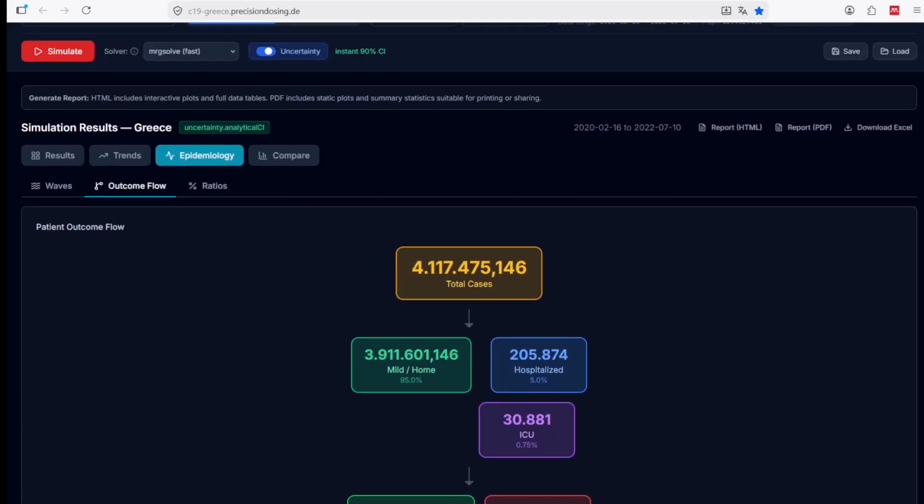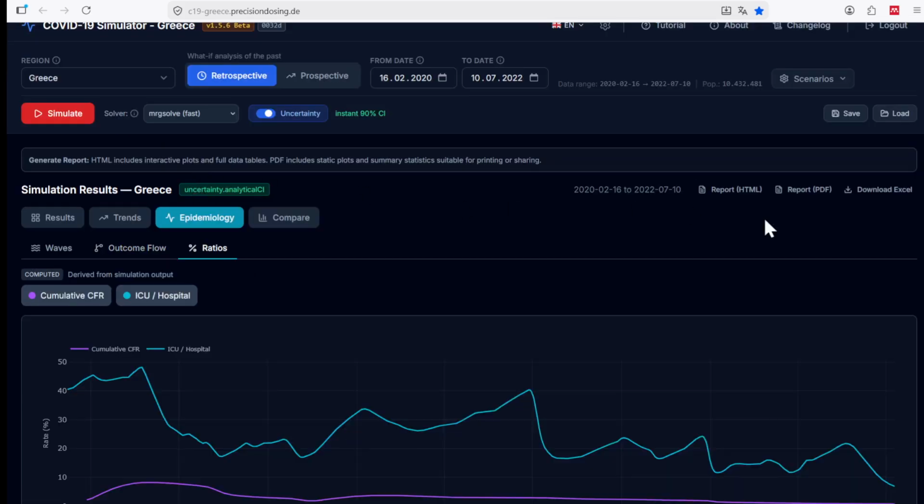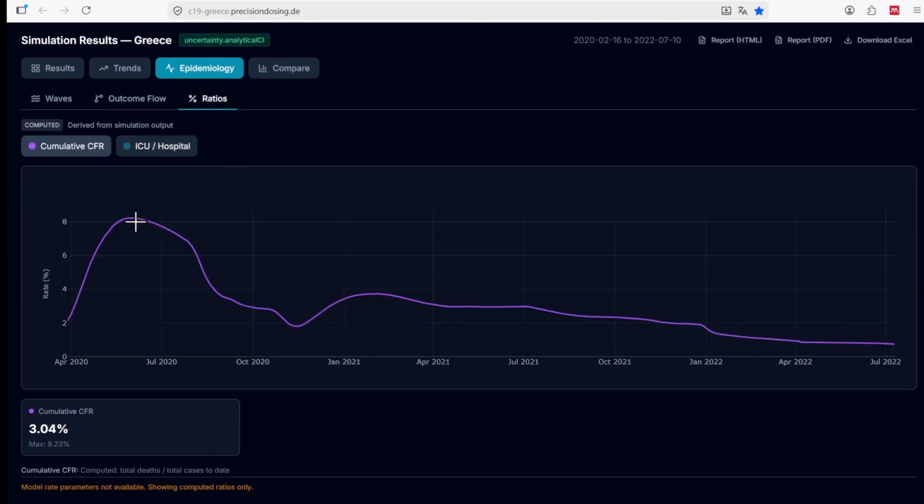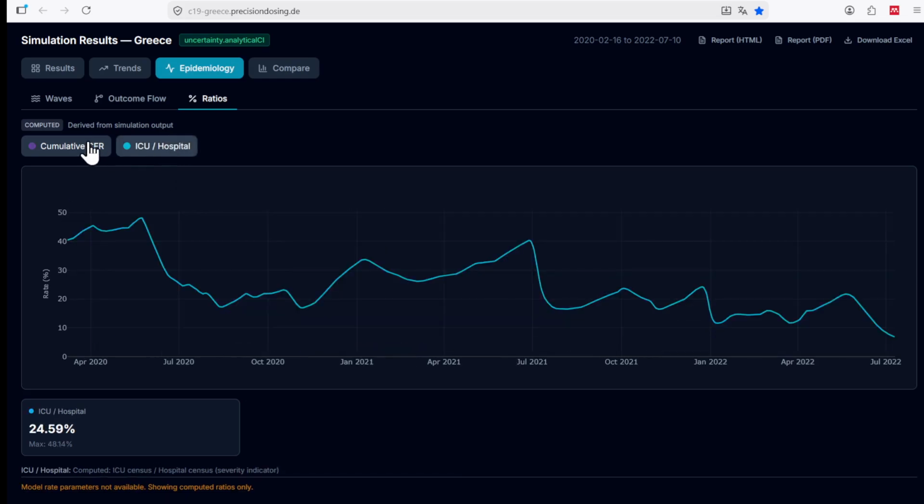In the Ratios subsection, you see the cumulative case fatality rate. This is the number of total cases at a given time divided by the number of total fatalities. The ICU to hospital ratio is the number of ICU patients divided by the number of total hospital patients. It differs from the fraction of patients requiring ICU treatment, as patients in the ICU generally have a longer hospital stay than those who only require general ward treatment.